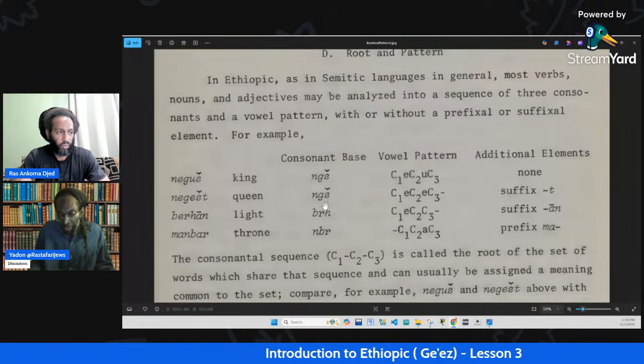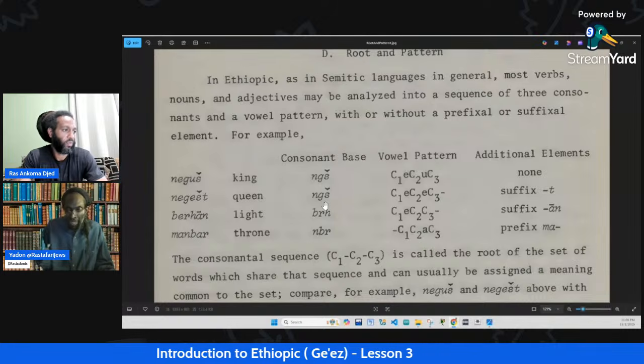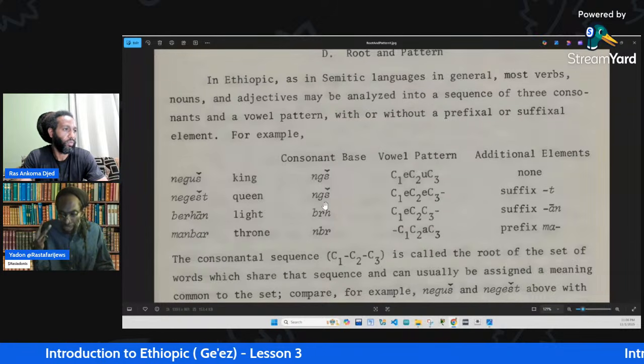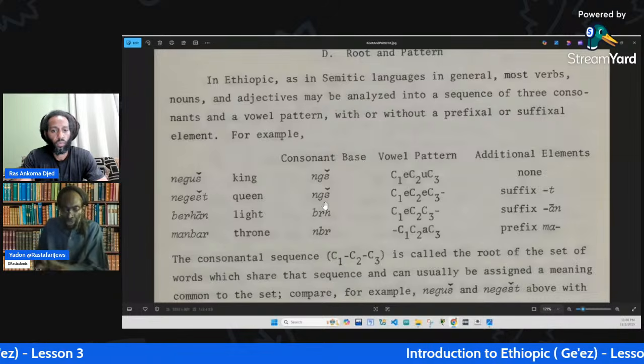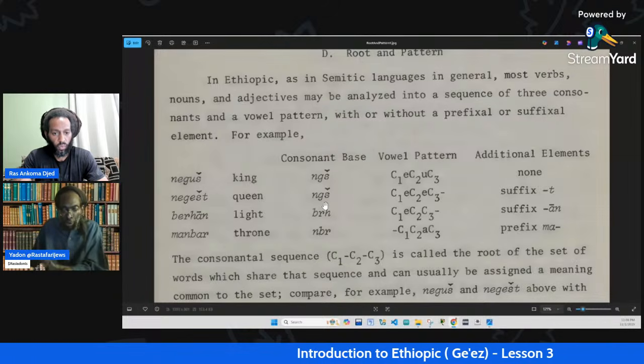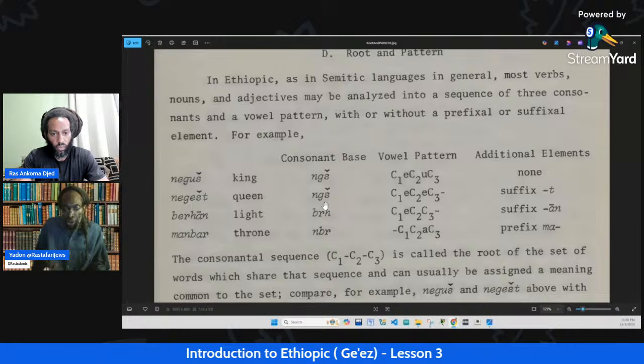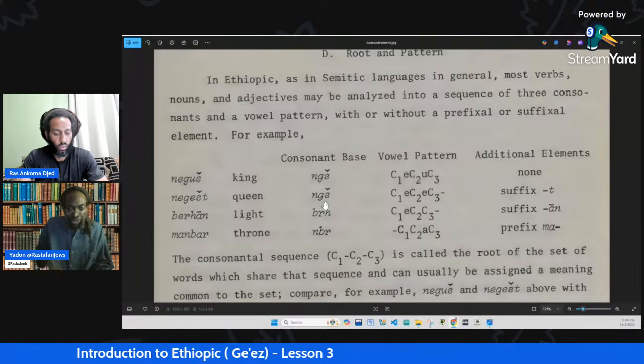Consonant base. So now here we have the three letters again, the roots, right? Once you understand this and you start to go through words in Ge'ez, even in Amharic, but we're focusing on Ge'ez, you look at a word, and it's one thing that you learn to do.